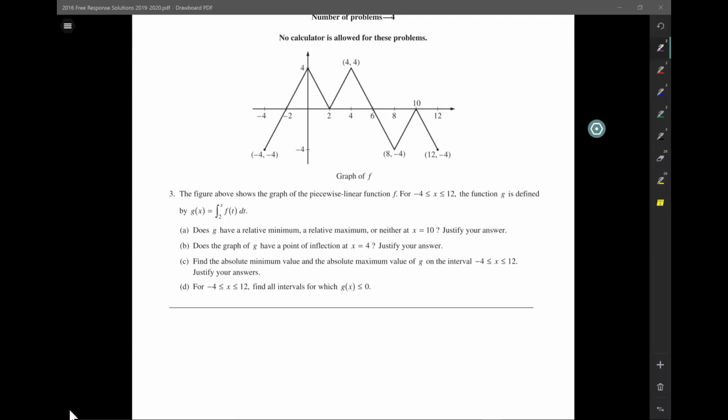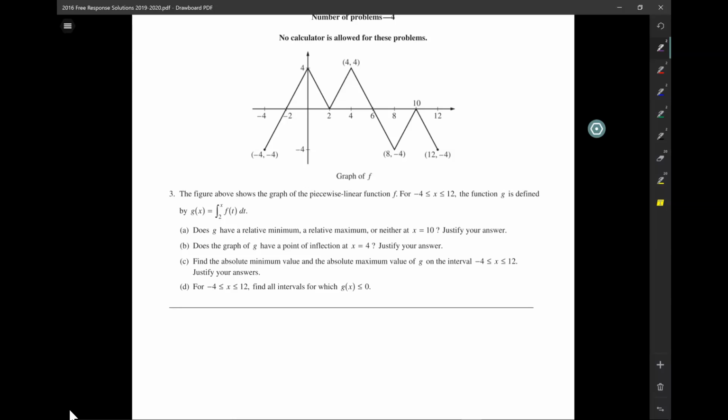So the figure above shows the graph of f. It's a piecewise linear function. For x from negative 4 to 12, the function g is defined as g of x equals the integral from 2 to x of f of t dt. So this is another one, right? G of x is the integral of this.